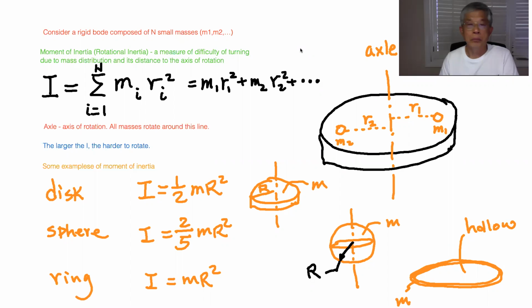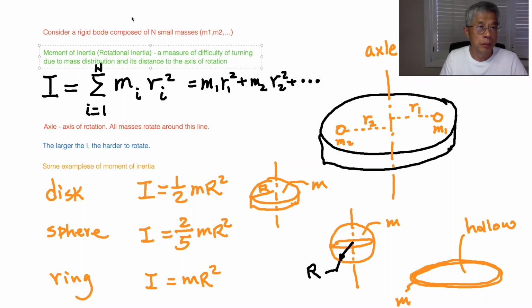Hello. Today we're going to talk about moment of inertia. Moment of inertia is also called rotational inertia. The symbol is I, and the unit is kg from the mass and then meter squared.